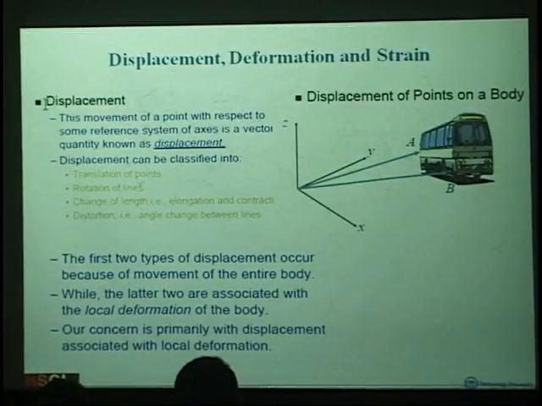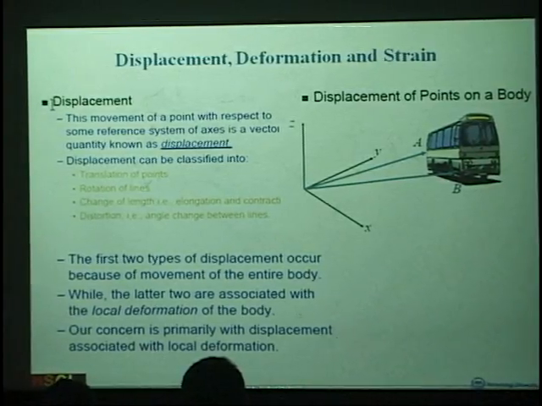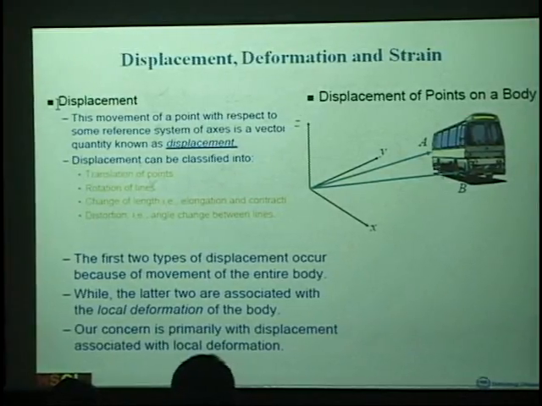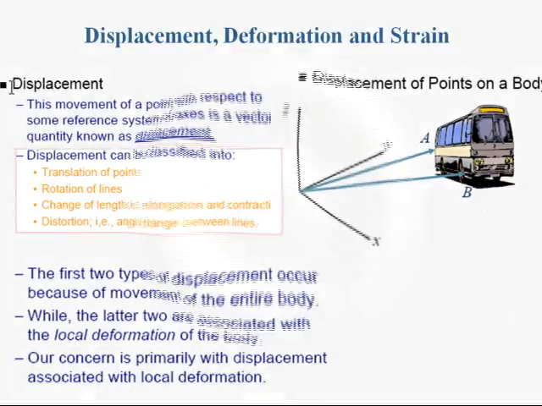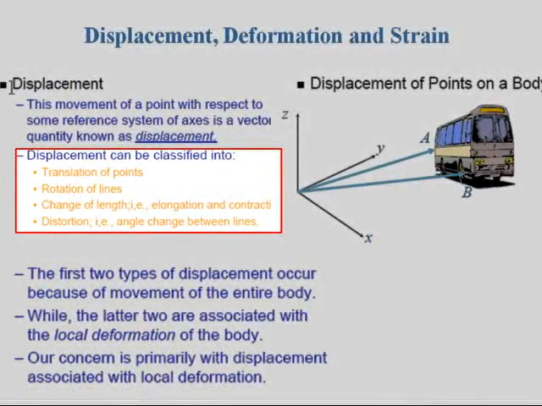Displacement is simply defined as follows. Let's say we have a structure like that, and it moves from one point to the other. Displacement is classified into translation of a point, rotation of lines, change of lengths (elongation and contraction), and distortion, which is the angle change between lines.